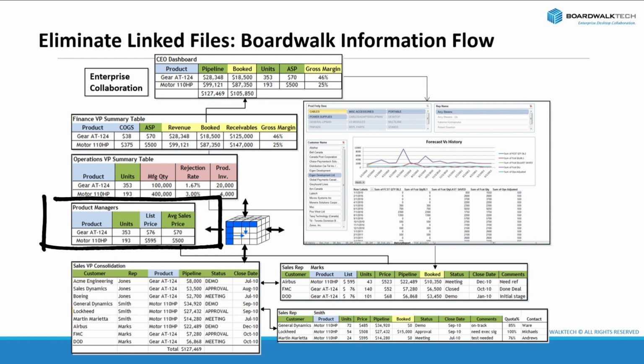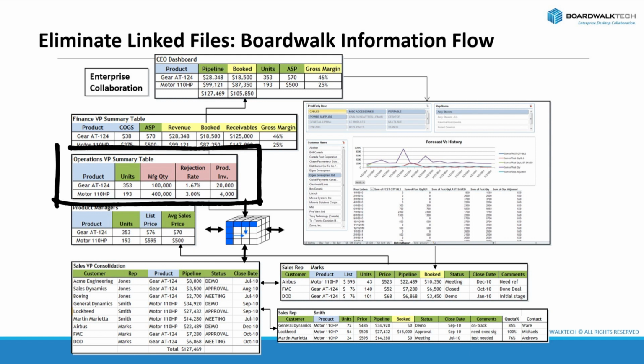Product managers within the organization focus solely on information related to the products they oversee, including units sold, list prices, and average sales prices. Their work slice differs from the sales VP's slice but shares some common data. The operations VP may analyze a distinct subset of data, that is aggregated sales data, and combines some other operational information.